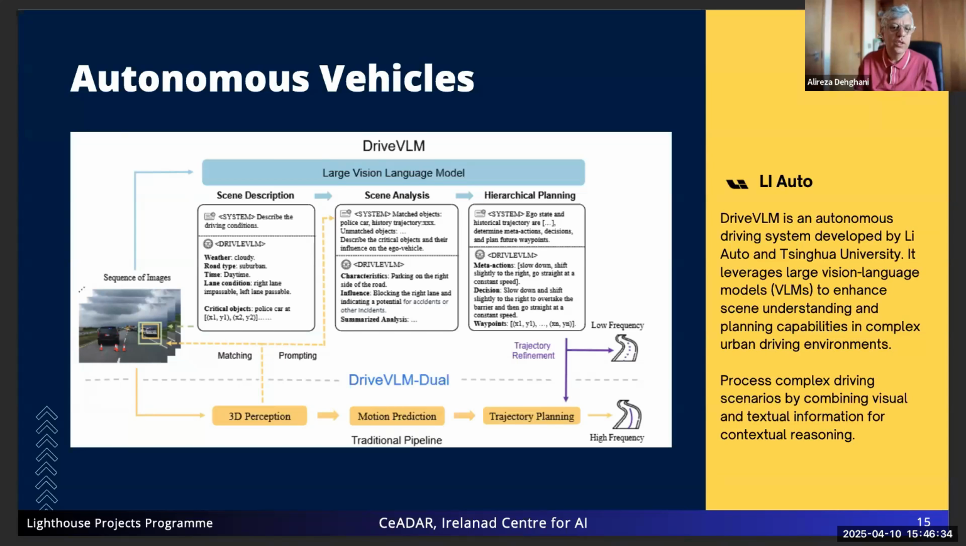It can do hierarchical planning. For example, it can decide what the car should do next and how it should move. So for example, it can decide to slow down, shift to the left, and resume constant speed. So that's the opportunity that Drive VLM has provided the automotive industry, using the LLM at the edge, which is very interesting and useful.